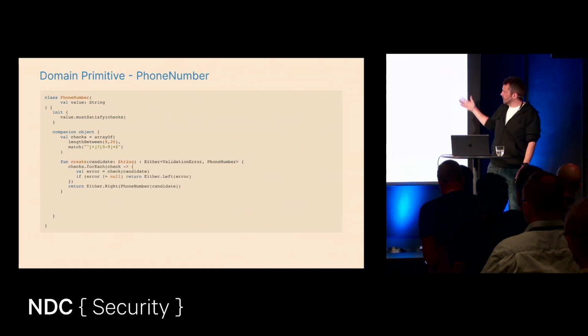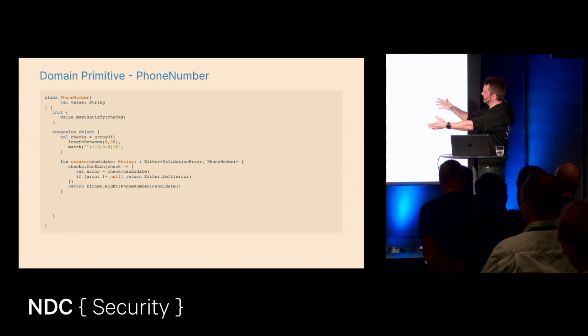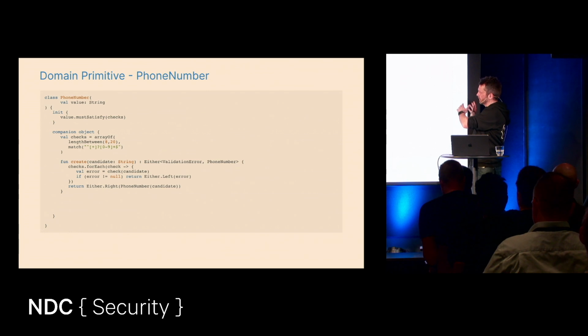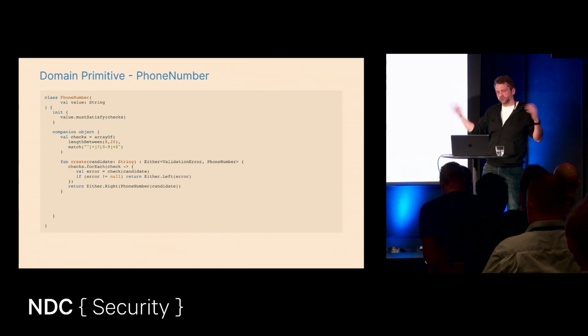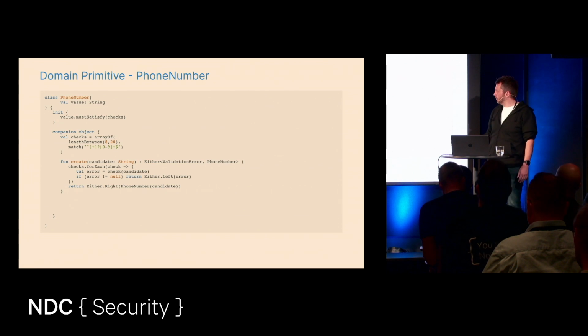So we can create a create method that returns what we call an either. An either is a union type, or you might see it as a union type. So an either is either a validation error or a phone number. The point is we might not want to throw exceptions. We might want to return validation messages so we can show them to the users without catching things. And maybe we want to validate larger objects and get all the validation errors. So now we can do that.